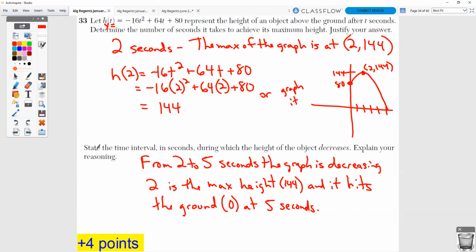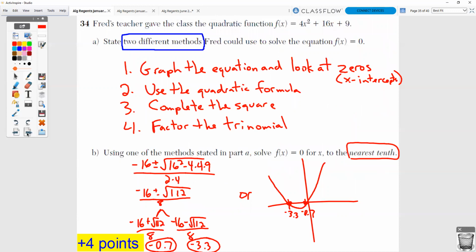State the time interval in seconds during which the height decreases. Explain your reasoning. Well, you can either look at the table or you can look at the graph and see that the graph is going down from 2 seconds to 5 seconds. At 5 seconds, it reaches 0. All right, so it's in between 2 and 5 seconds. 2 points for this top part, 2 points for this bottom part, and we move on to 34.